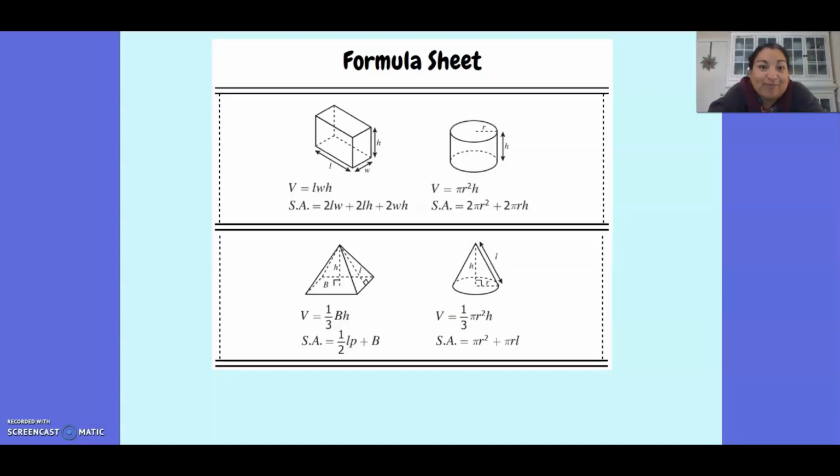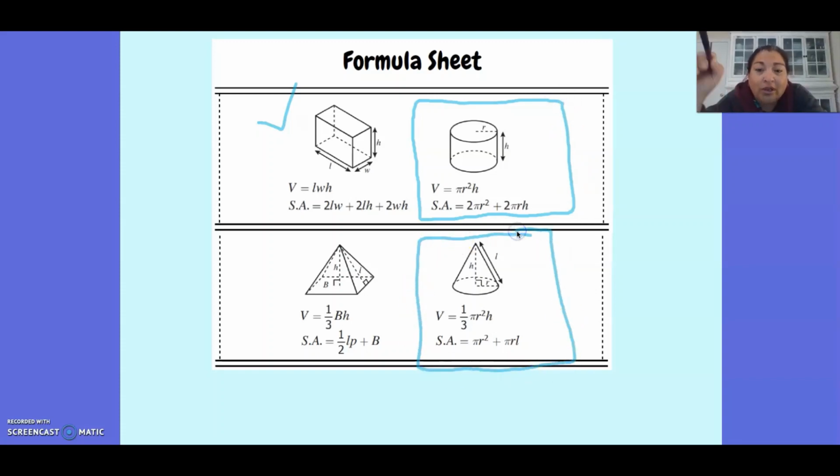Good morning, everybody. It is Tuesday morning, and we're going to quickly go over this formula sheet because we have already gone over everything. And we used the rectangular prism formulas yesterday. But today we're going to be concentrating on a cylinder and on a cone. Okay, a cylinder is like a Pringles can. A cone might be like a party hat, okay?